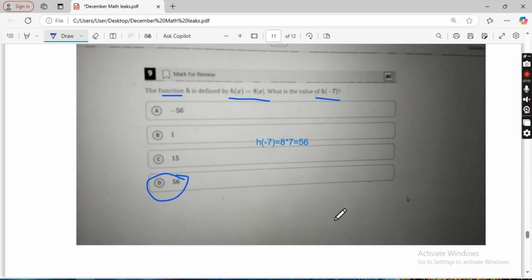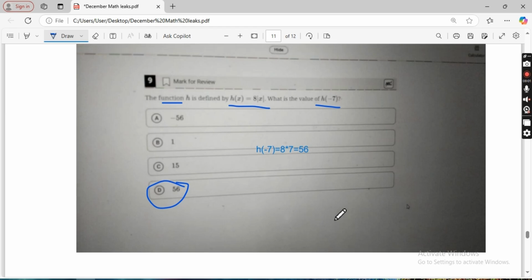The function h is defined by h(x) equal to 8 times the absolute value of x. What's the value of h(-7)? If you know, any number with any sign will come out with a positive sign from the modulus. So in our case, we are asked to find the value of this function at minus 7. When minus 7 is entered in the modulus, it will yield 7 itself. So when we multiply 7 by 8, it will give us 56, which is the option.